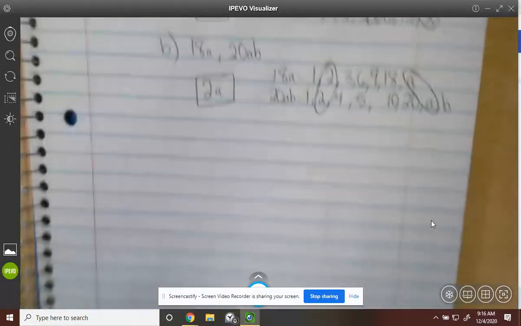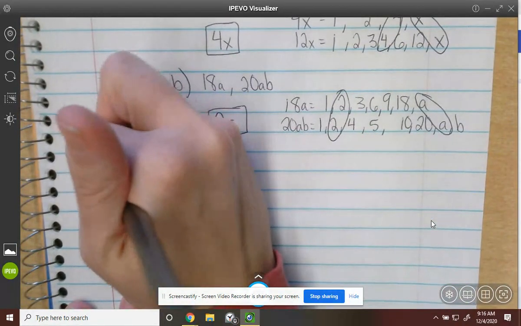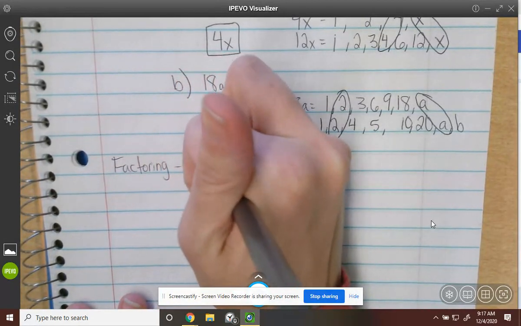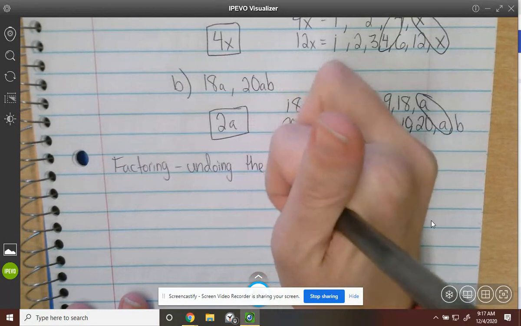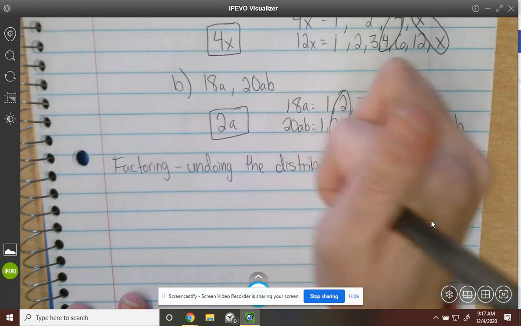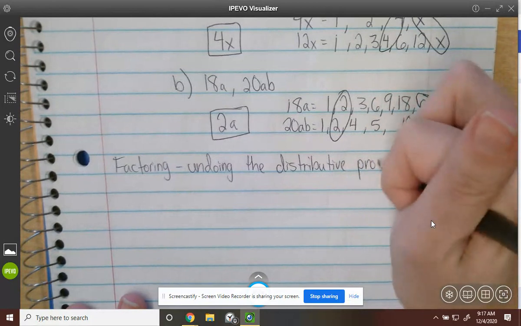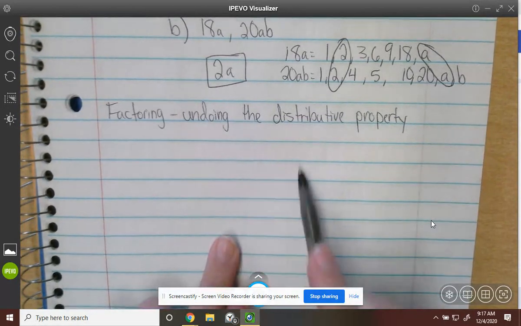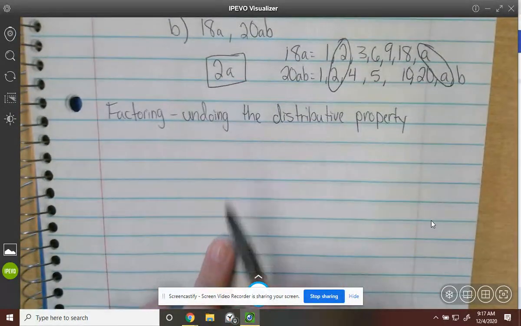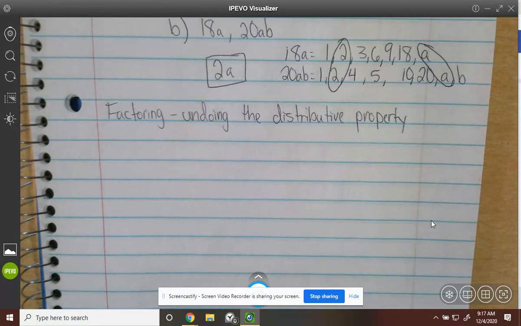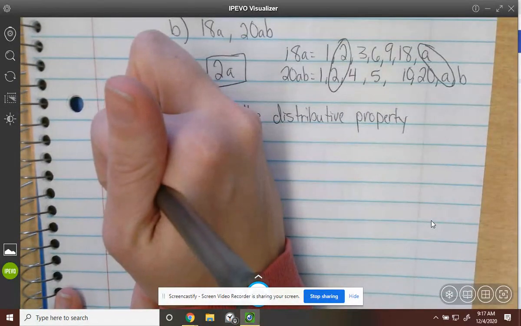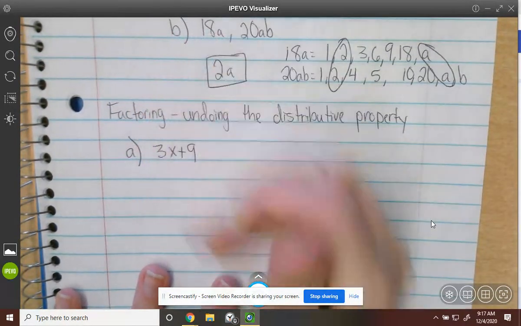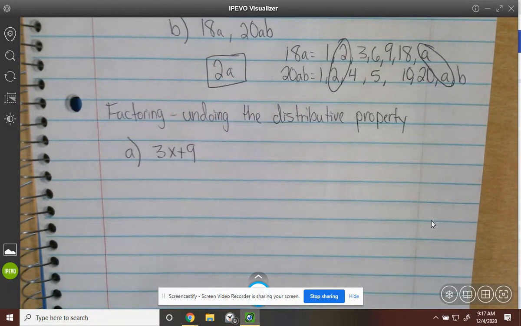Okay, so now to factoring. Factoring is undoing the distributive property. So what we learned yesterday was multiplying it in. We're now dividing it out and turning it back in pretty much to what we did yesterday. So we have some steps. Let's do 3x plus 9. I'm going to write the steps off to the side and do it kind of step by step.